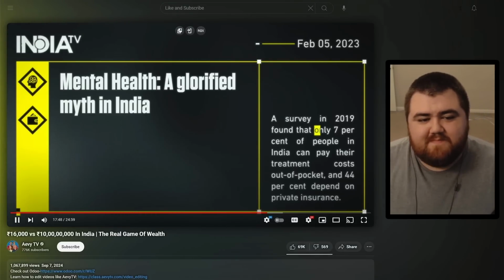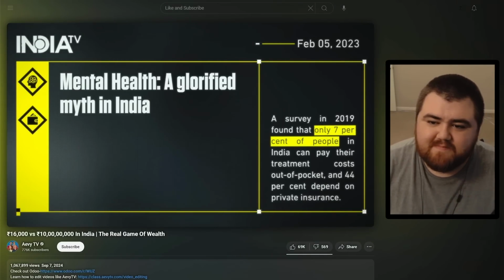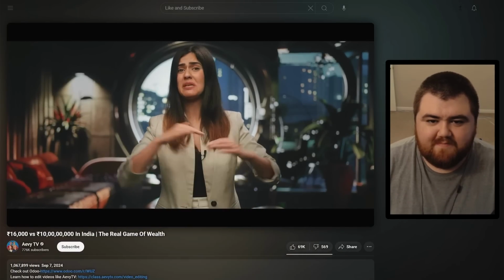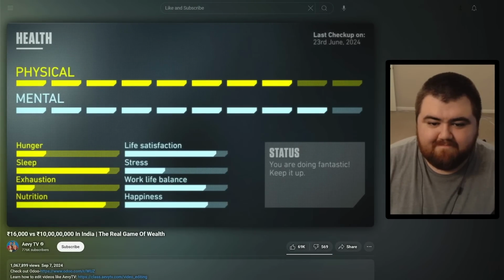Only 7% of Indians can pay for therapy sessions out of their pocket. Not being able to afford mental health services has serious implications for health. So being at this level almost makes you play this game in God mode. But it's still not up there.